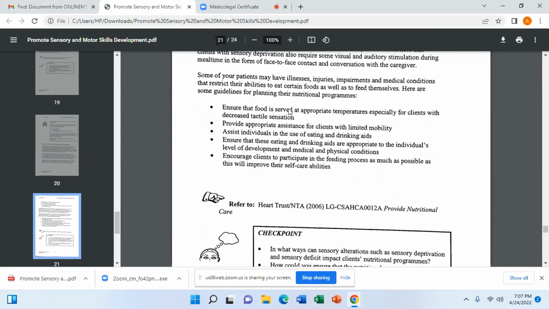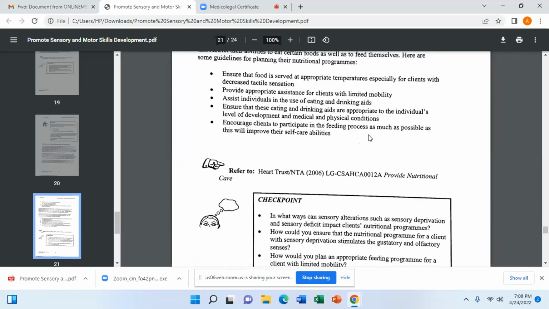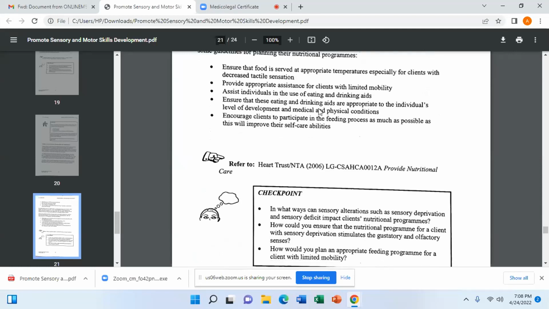So therefore, it says, ensure that the food is served at an appropriate temperature, especially for clients with decreased tactile sensation, right? Because they might burn themselves. Provide appropriate assistance for clients with limited mobility, assist individuals in the use of eating and drinking aids, ensure that these eating and drinking aids are appropriate to individuals' level of development and medical and physical conditions, encourage clients to participate in the feeding process as much as possible, as this will improve their self-care.